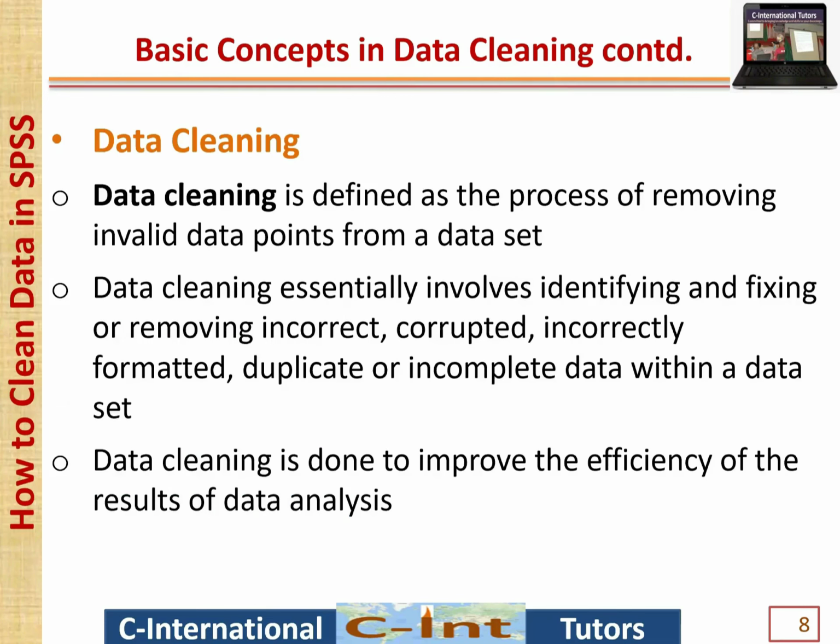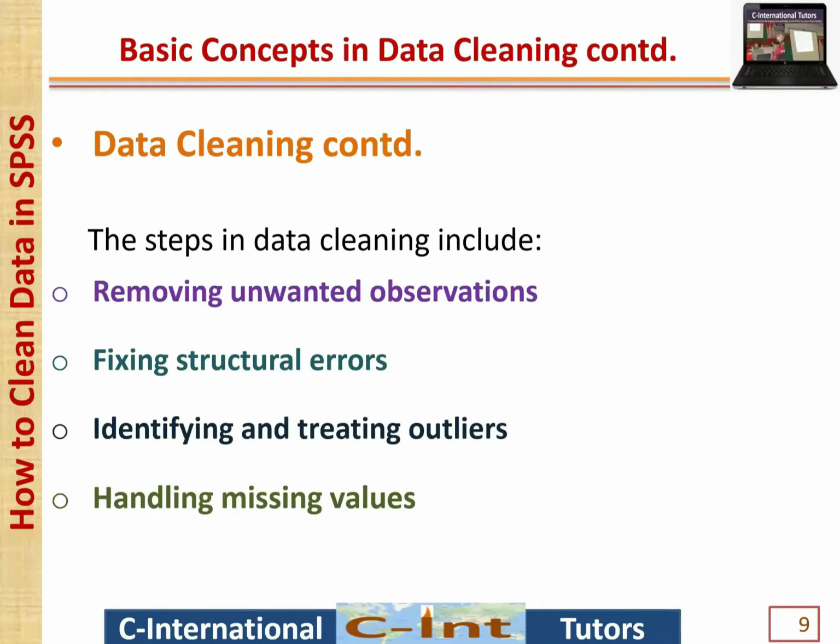Data cleaning is defined as the process of removing invalid data points from a data set. It essentially involves identifying and fixing or removing incorrect, corrupted, incorrectly formatted, duplicate, or incomplete data within a data set. Data cleaning is done to improve the efficiency of the results of data analysis. The steps in data cleaning include removing unwanted observations, fixing structural errors, identifying and treating outliers, and handling missing values.